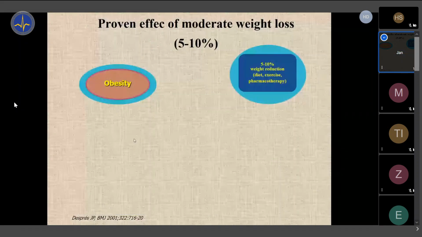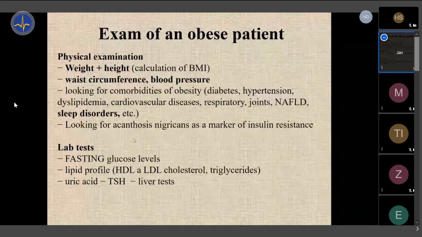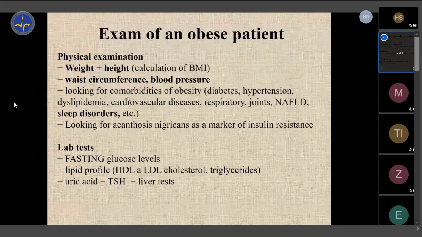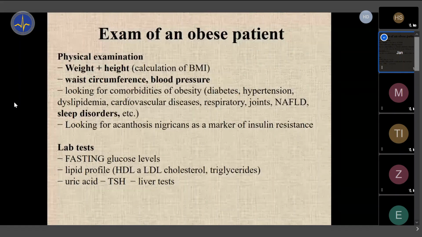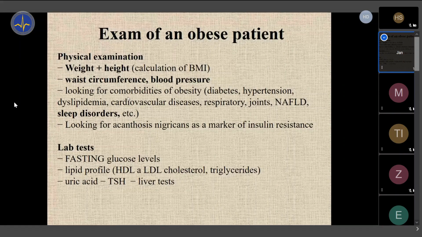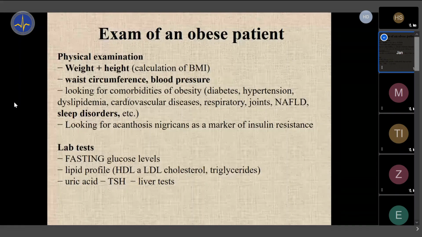Here it is. So from the physical exam, now we're going to physical exam. We do everything as we are used to. We do full physical examination from head to toe, but what we should never forget is measure weight and height, because we calculate BMI, right? That's our number one number, because we need to know BMI to classify the subjects.